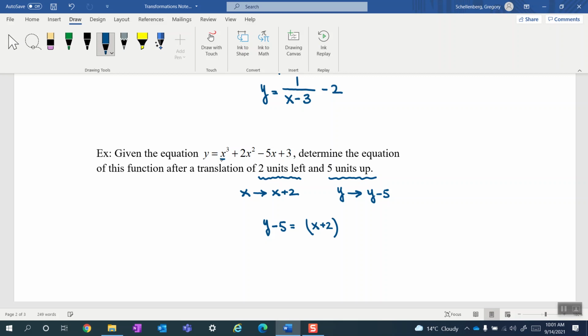Okay, so this is what we're working on right here, that x. We've replaced it with x plus 2. We still need to cube that. Now we're adding 2 times x squared. So we've got plus 2. And again, I'm going to replace x with x plus 2 in brackets. We're squaring it. Now minus 5 times x. We're replacing that x again with x plus 2. And then finally we are adding 3. And that's it.